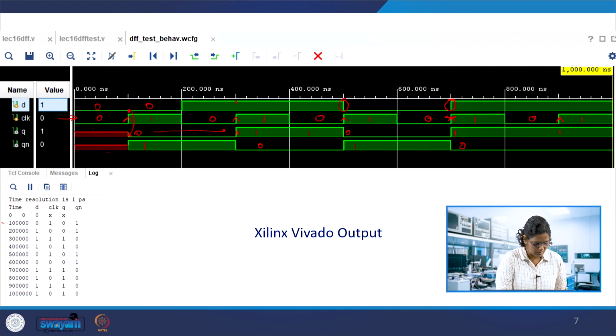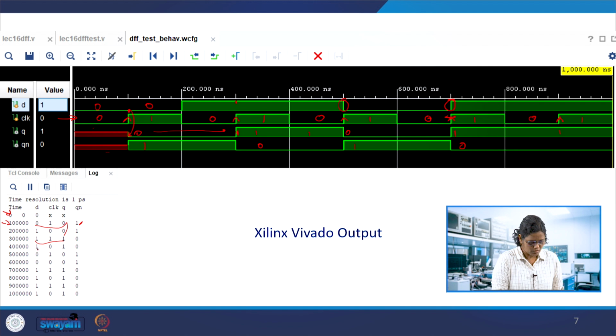You can see at 0 and 100 nanoseconds, D is 0, and then the clock is 1 and D is passed over to Q, and then Q is 1. That is retained at 200 nanoseconds, but the data is still changing. Only at 300 could it sample because of the edge, not at 200.